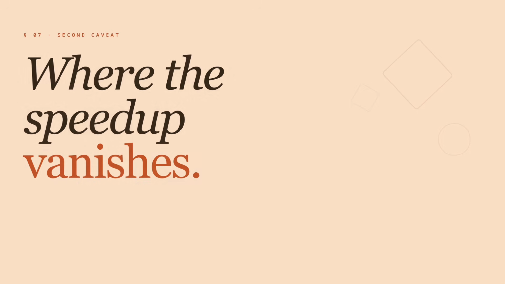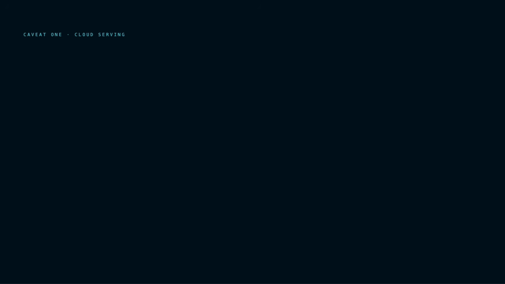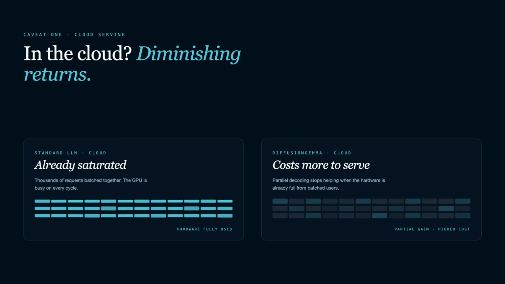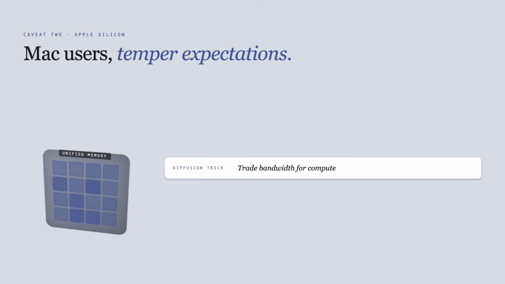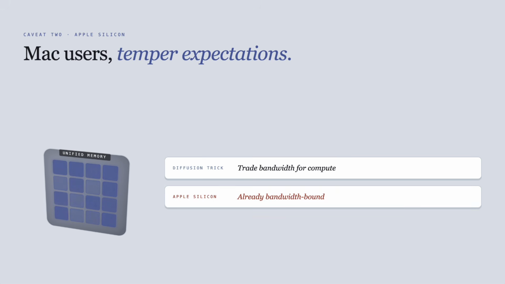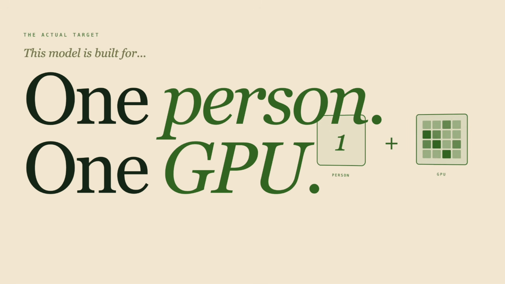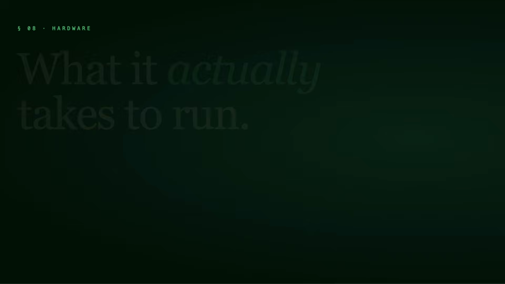There's a second caveat that I think will catch people off guard. The speedup is specifically for local, low-batch inference. If you're serving high traffic in the cloud, autoregressive models already saturate the hardware through batching, so parallel decoding gives you diminishing returns and can actually cost more to serve. And if you're on a Mac, temper your expectations. Apple Silicon is memory bandwidth bound, not compute bound, so the whole trick of trading bandwidth for compute doesn't pay off the same way there. This model is built for one person with one dedicated GPU. That's the target.